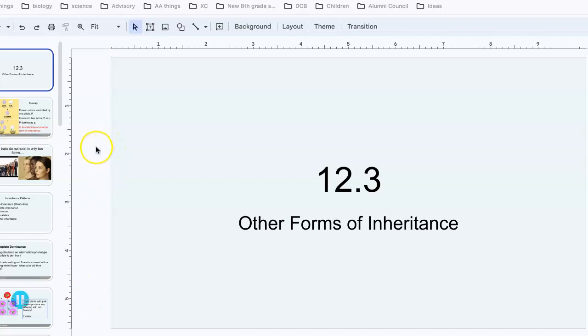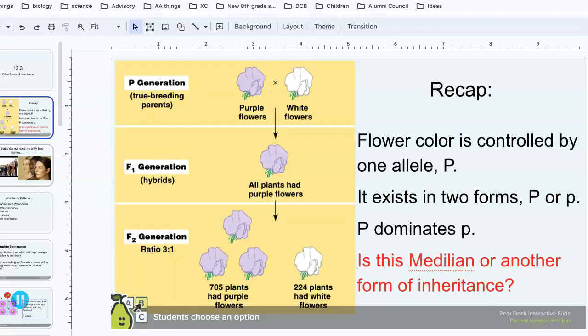All right, let's get started on other forms of inheritance. So we've already kind of touched on this with some of the Punnett squares that we've done. Here we have Fuller. So this is basically not looking at just a straight up relationship of dominant and recessive, right? So here you see that purple with white, all plants had purple flowers, some had white.